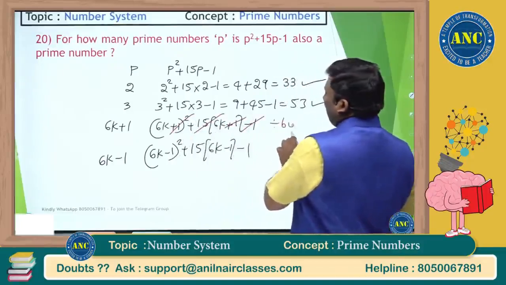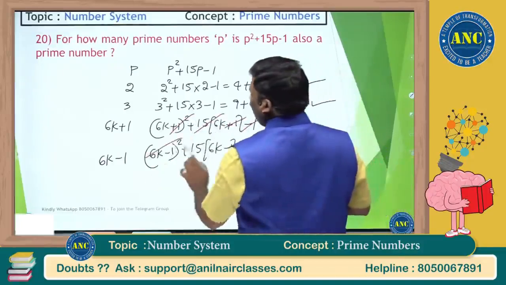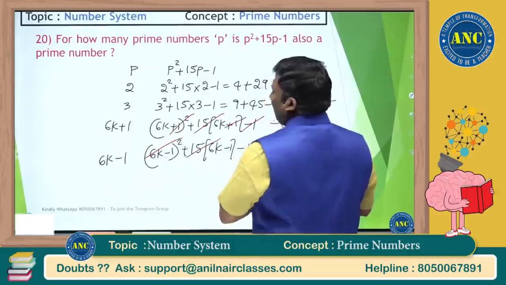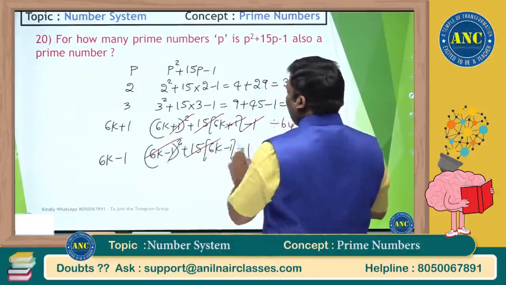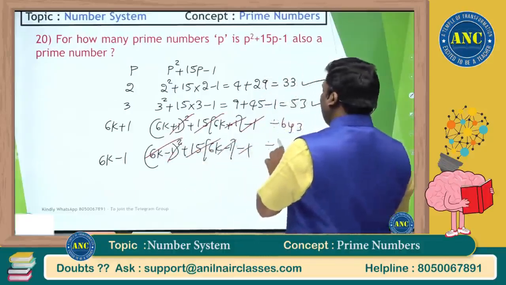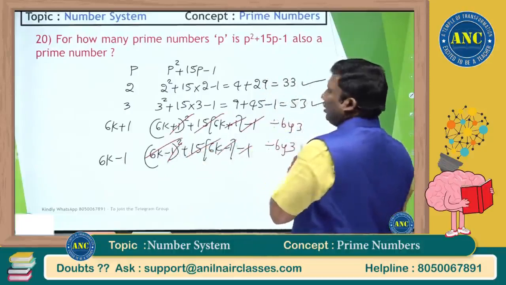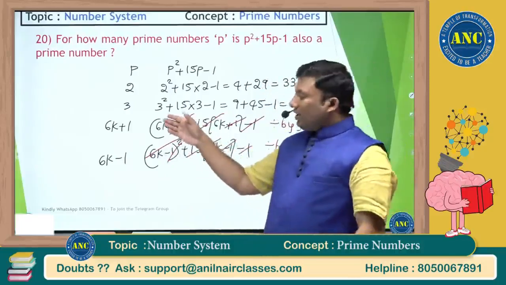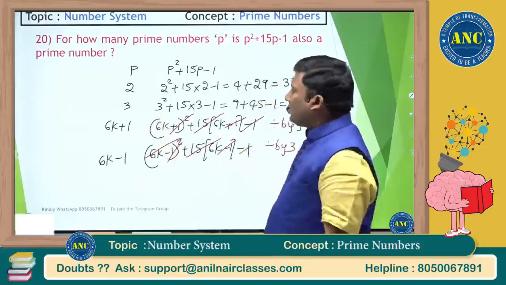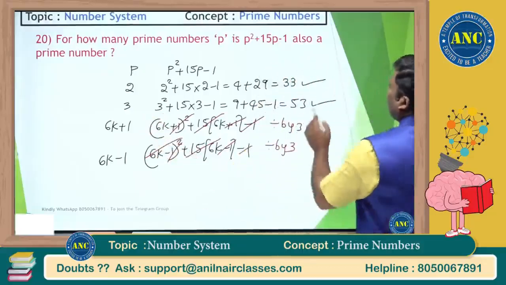It is divisible by 3. 6k whole square divisible, 12k divisible, plus 1 minus 1 divisible, 15 divisible. The answer is divisible by 3. So any prime number greater than 3, 6k plus 1 or 6k minus 1, it is divisible by 3.